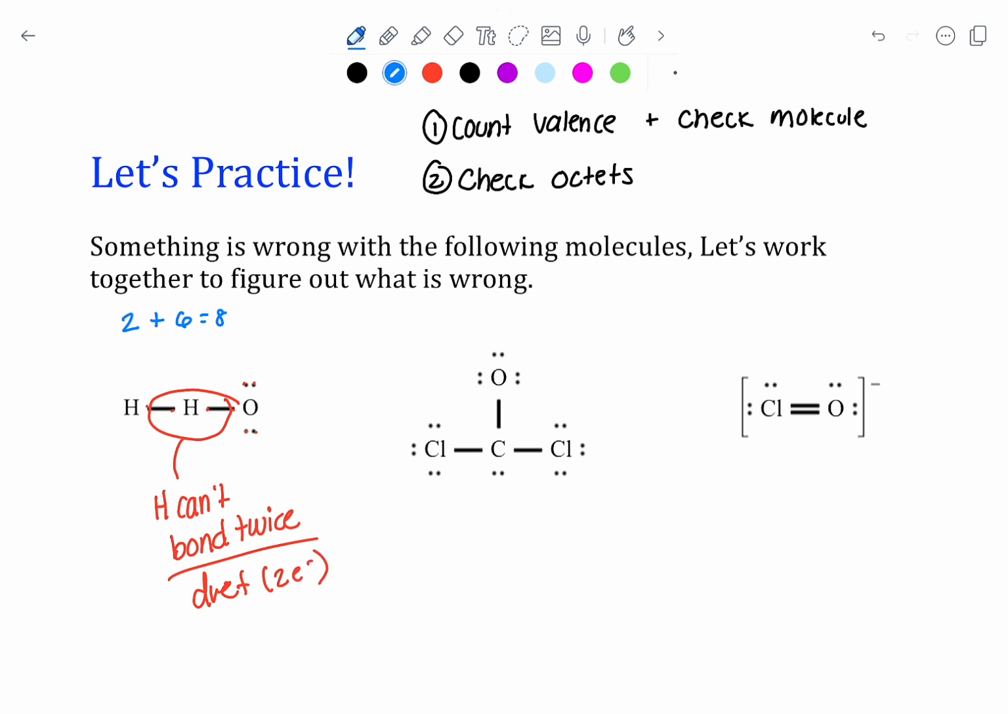For our second structure, we have to count up our valence. So we have 4 from the carbon, 14 from the chlorines, and 6 from the oxygen. So in total, that's 24 electrons. Let's see, we have 26 electrons drawn. So we have too many electrons.